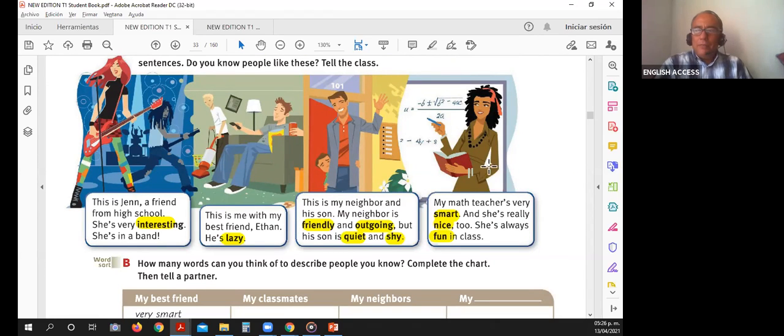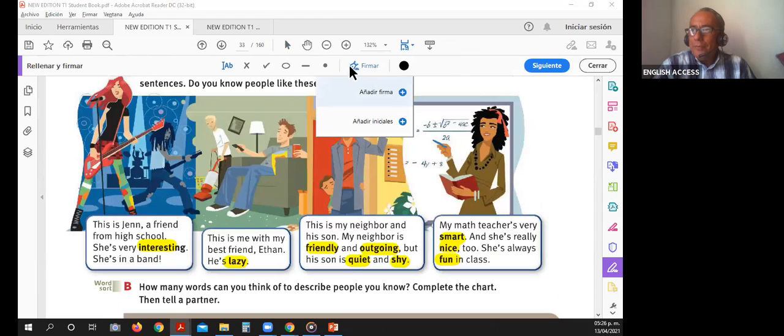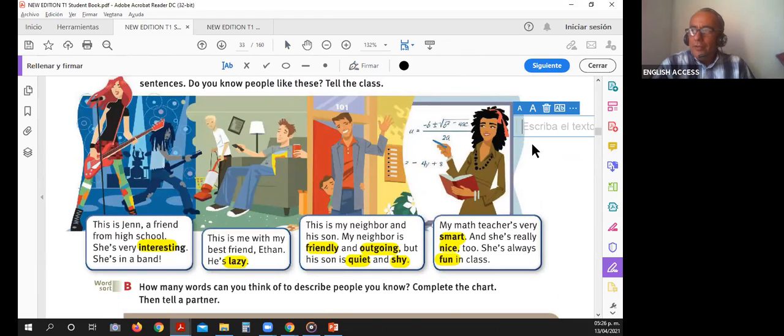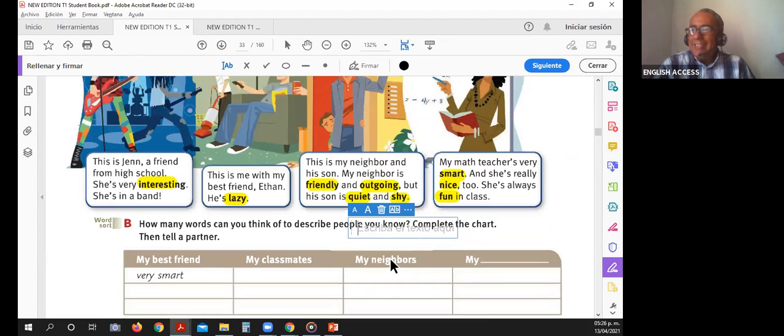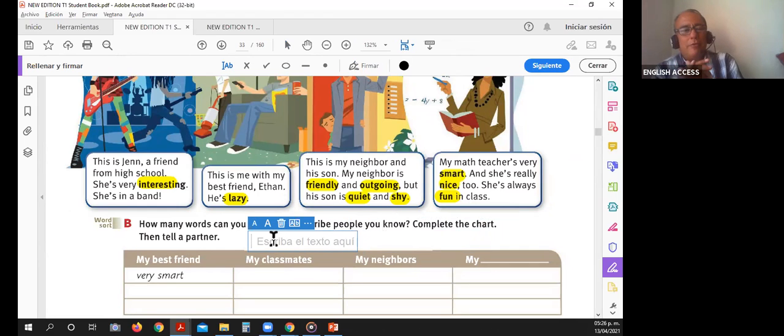Now, moving on, I don't know if you have an idea of more adjectives to describe people. Can you tell me another adjective that can describe people? We have fun, smart. Is there another adjective that you know? Any other? Can you think of algún otro adjetivo para describir personas?